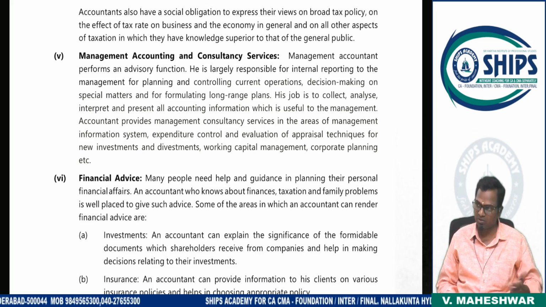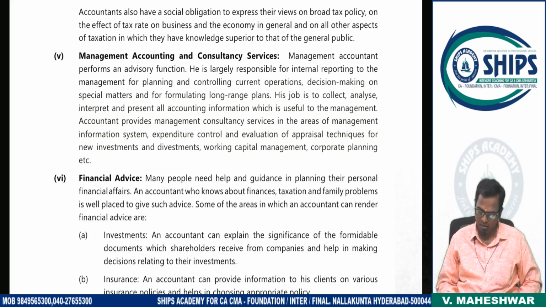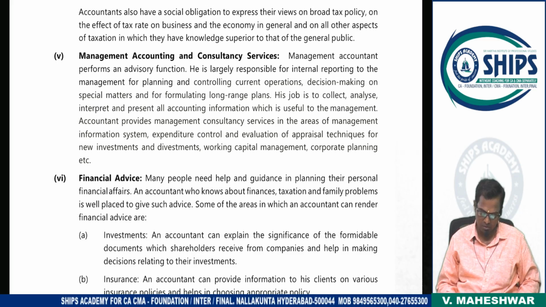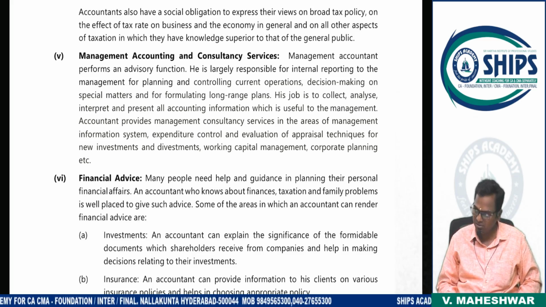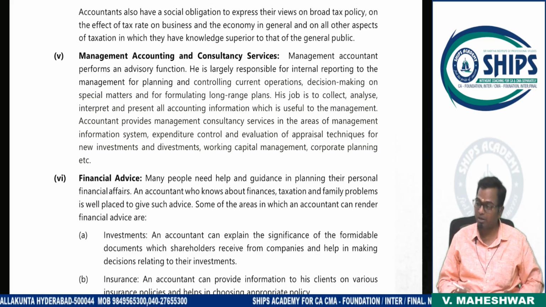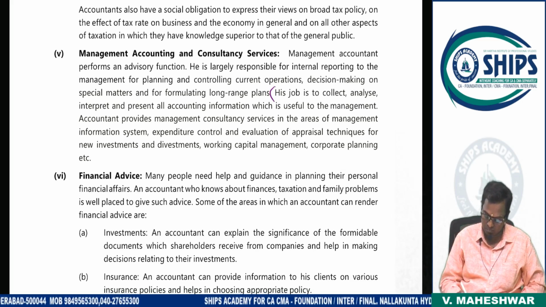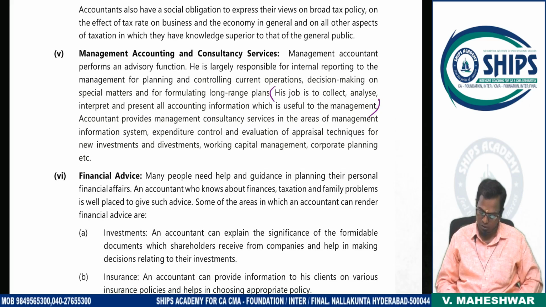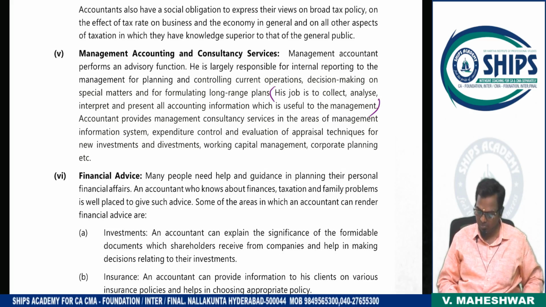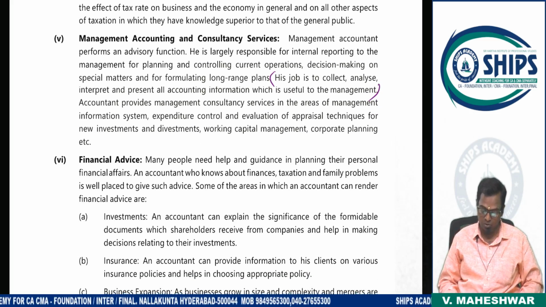Management accountant performs an advisory function. He is largely responsible for the internal report to the management for planning and controlling current operations, decision making on special matters, and for formulating long range plans. His job is to collect, analyze, interpret, and present all accounting information which is useful to the management. That is management accounting consultancy services. An accountant provides management consultancy services in the area of management information system, expenditure control, and evaluation of appraisal techniques for new investments and disinvestments, working capital management, corporate planning, etc. That is your management accounting.